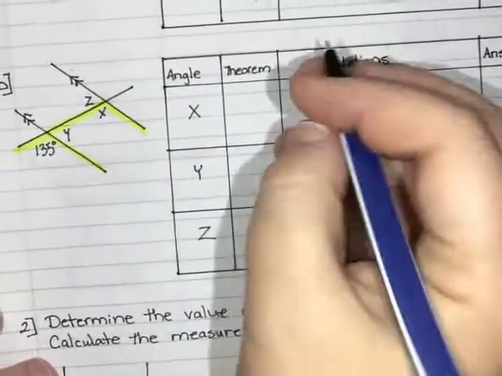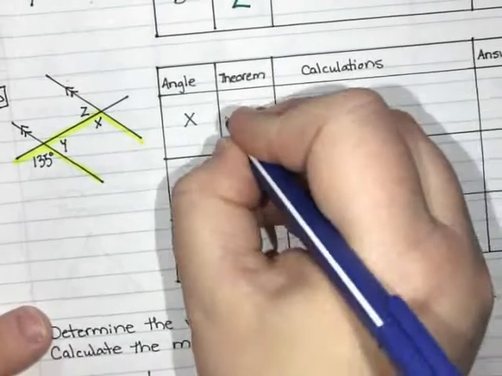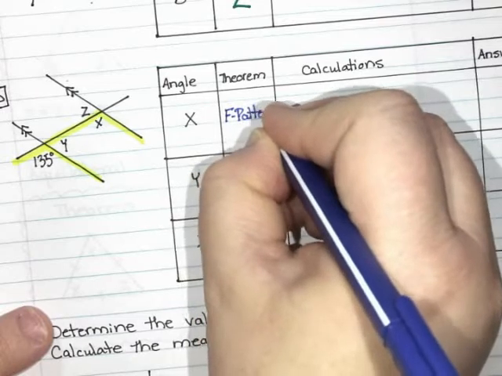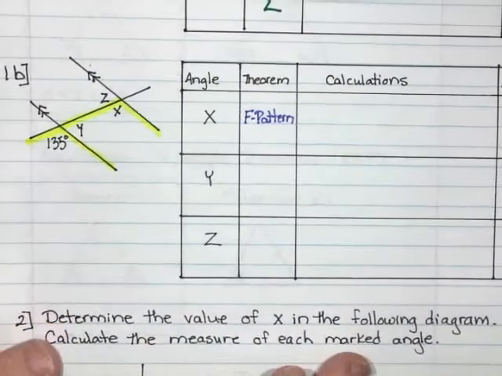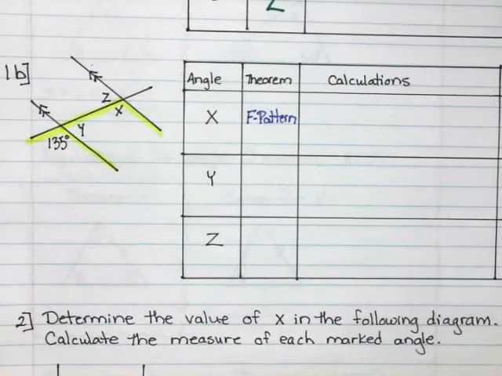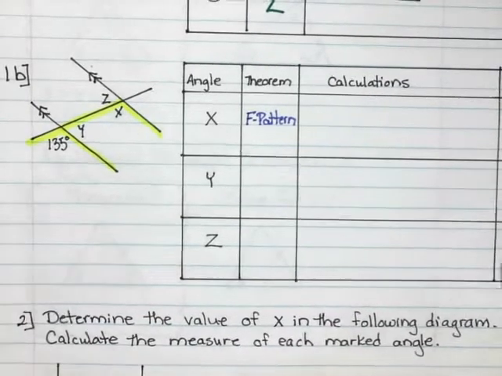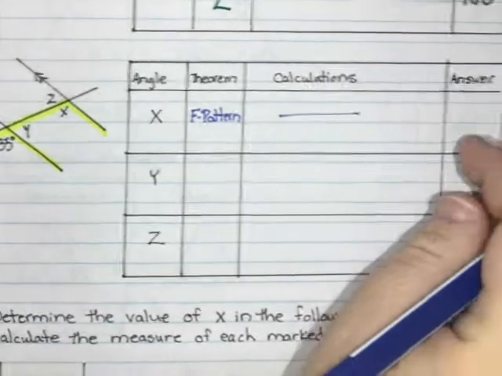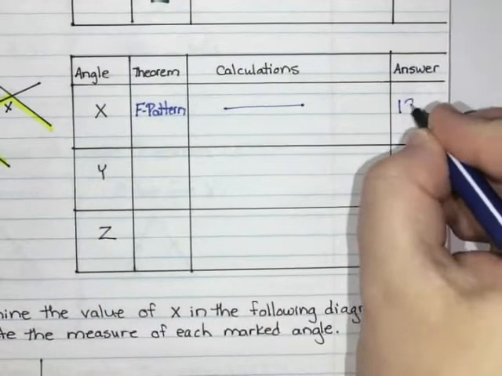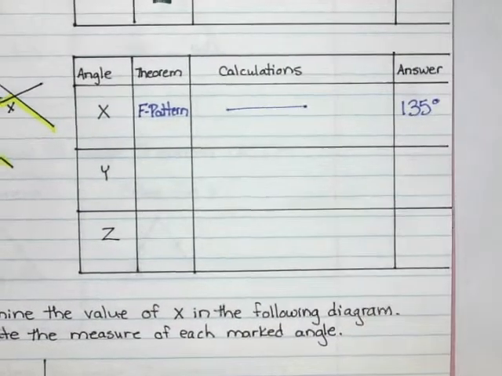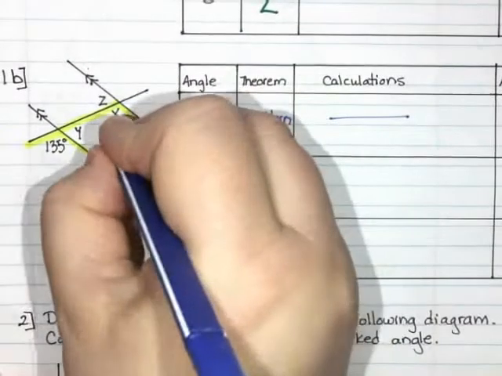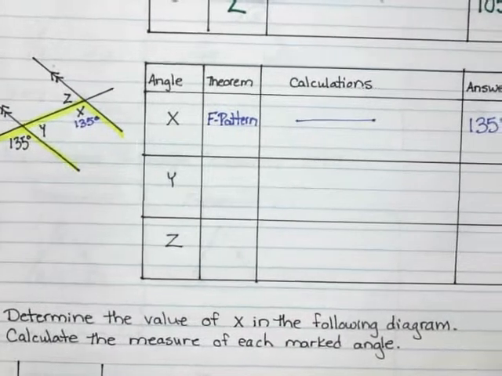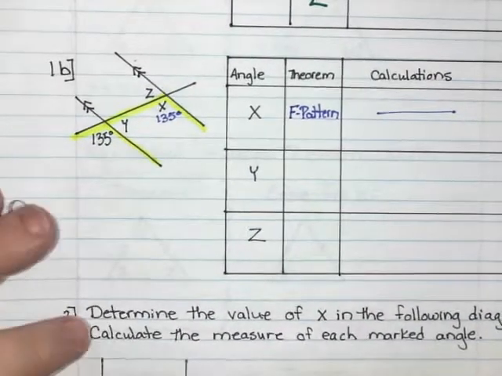So for my theorem, I am going to write F or F pattern. Very hard to squish that in that box. You could alternatively call it by its official name, but that's a lot of words to write down. Do I need calculations? Nope. It's just 135 degrees. And then I'm going to label that on my picture because it might help me find one of my other angles.